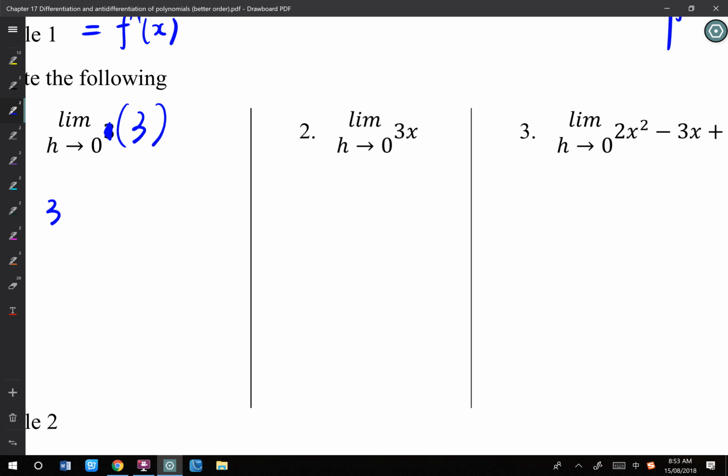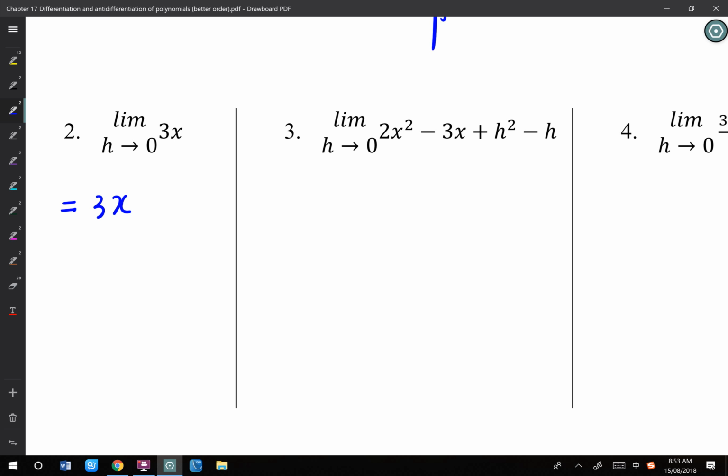Okay, what's lim h approaching 0 of 3x? What's your variable? Well, your variable is h approaching 0. Anything to do with x? No, so what I said yesterday, what should that be? We treat x as a constant. So what do we have here? 3x. Okay, we have 3x. What's the next one?